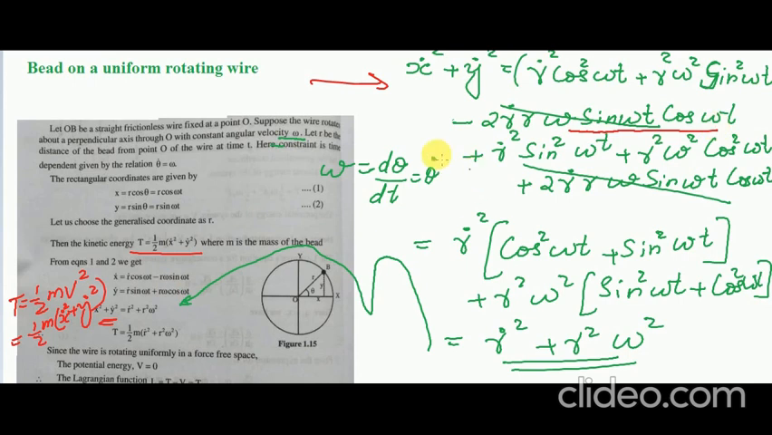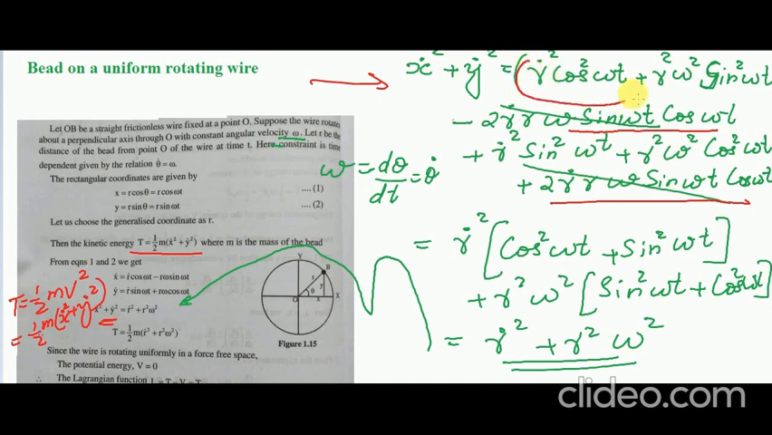In the same way, substitute for y dot and square it. It will become r dot square sin square omega t plus r square omega square cos square omega t plus 2 r dot r omega sin omega t cos omega t. You can see that there is a minus 2 r dot r omega sin omega t cos omega t in x dot square, and there is a plus 2 r dot r omega sin omega t cos omega t here. They cancel each other, and the remaining terms are clubbed together.